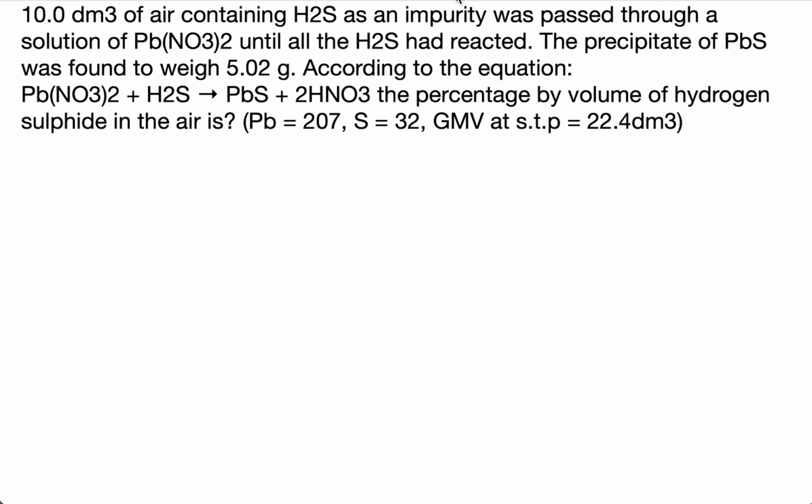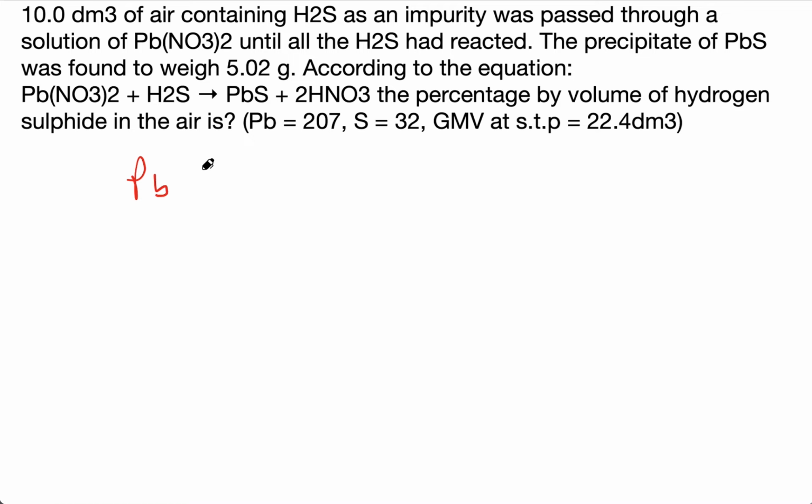This is a JAM chemistry question, and you can pause the video so that you can read the question properly. The question wants us to find the percentage by volume of hydrogen sulphide in the air that reacted with Pb(NO3)2 until all the hydrogen sulphide has reacted. We're given the balanced chemical equation.